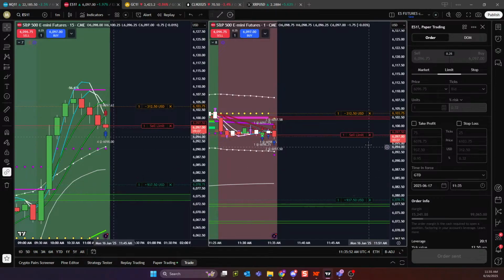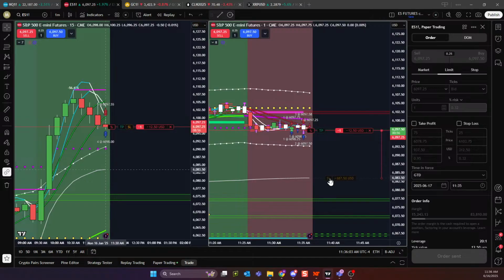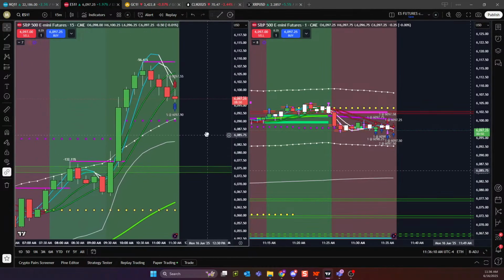So I'm in a good position, and there I am. And then if I want to exit, I simply X out. I think this is a little cumbersome personally. That's just me. I would rather just take a short trade like this, drag my stop loss, drag my profit target, and go that direction. You'll figure out what works best for you.